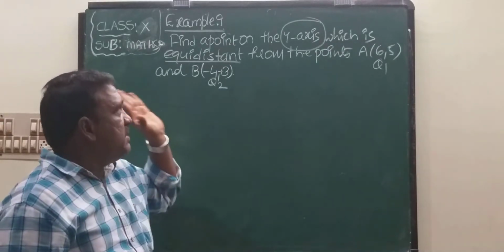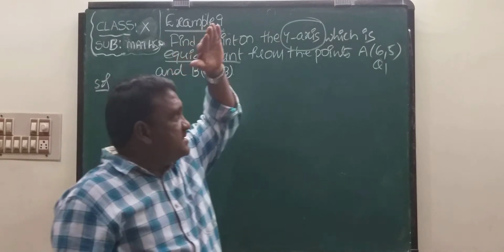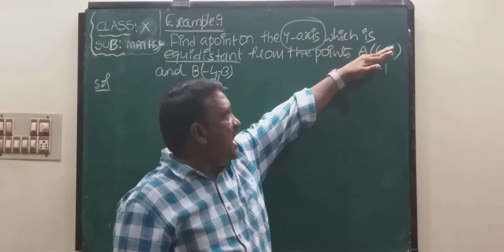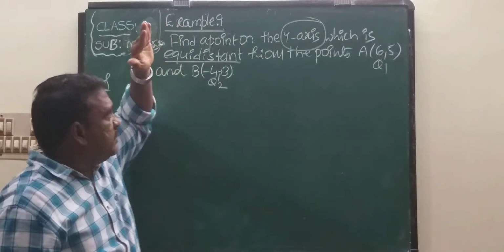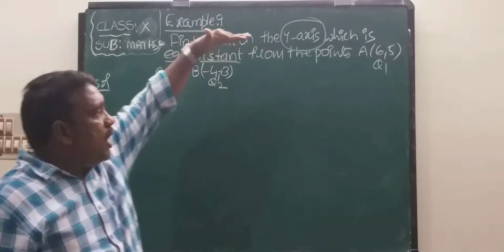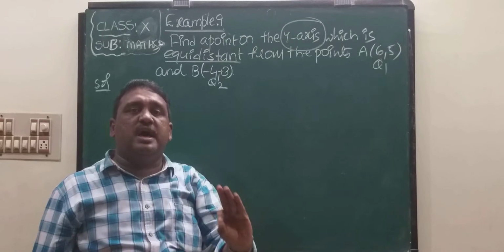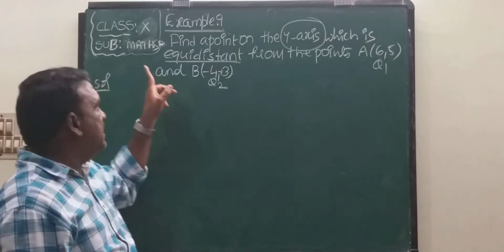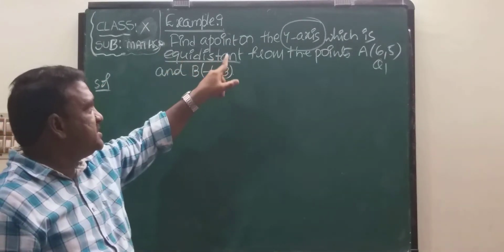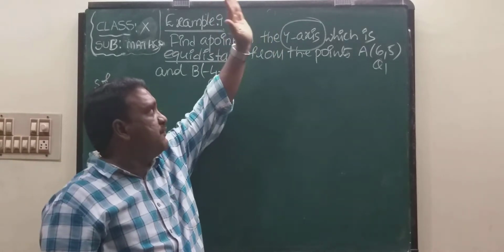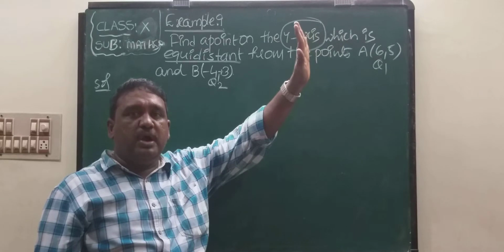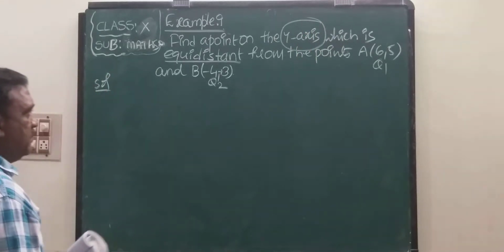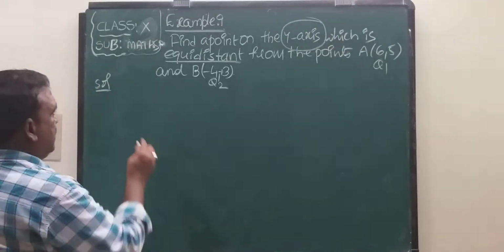And what is the meaning of the problem? Distance between A and the point on y-axis, and distance between B and the point on y-axis, both are equal. That is the meaning of equidistant. Then we need to find out the point on y-axis. See the problem. Solution given.